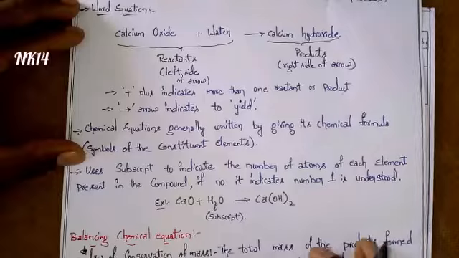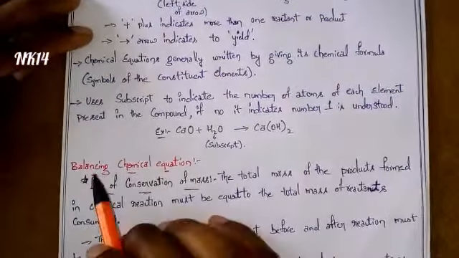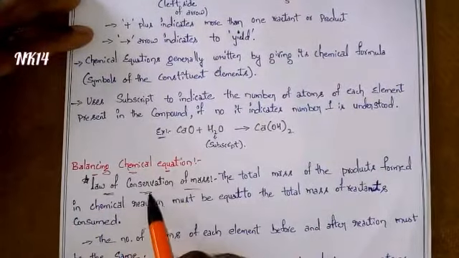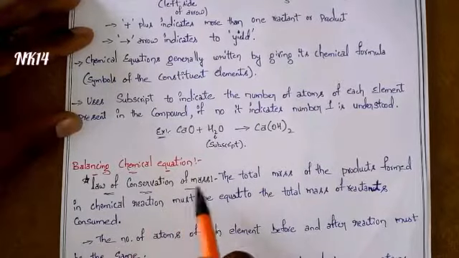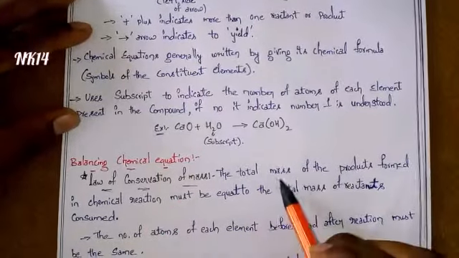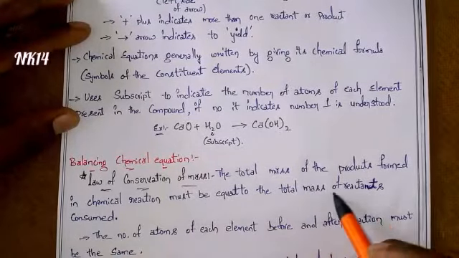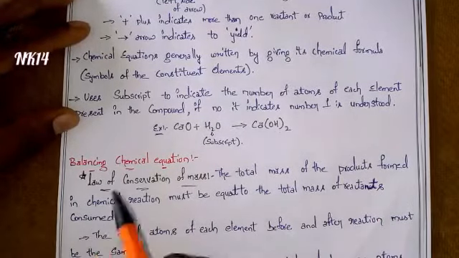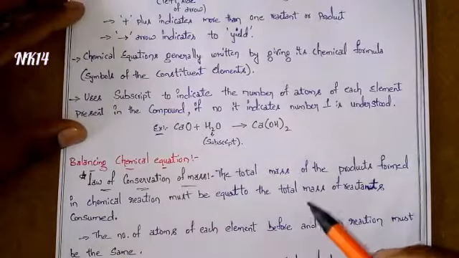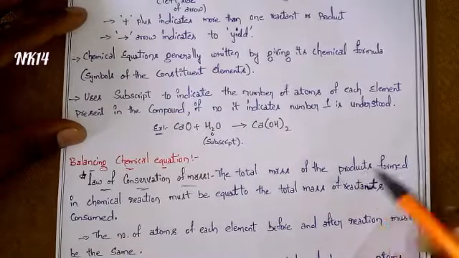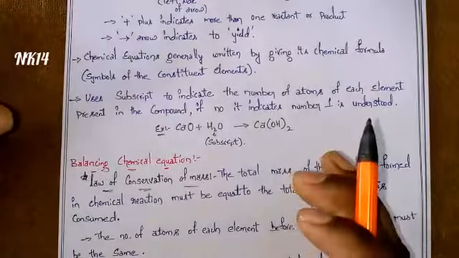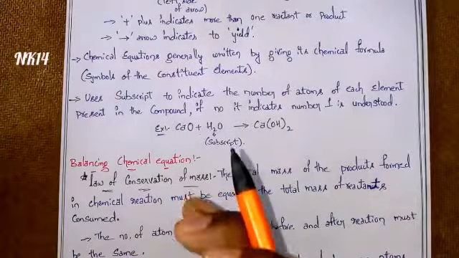Next, how to balance. Why do we need to balance? Balancing a chemical equation follows the law of conservation of mass. We know that the total mass of the products formed in a chemical reaction must be equal to the total mass of the reactants consumed. These are simple points, friends. Whatever products are formed, it should be equal to the same amount of reactants. This is the law of conservation of mass.